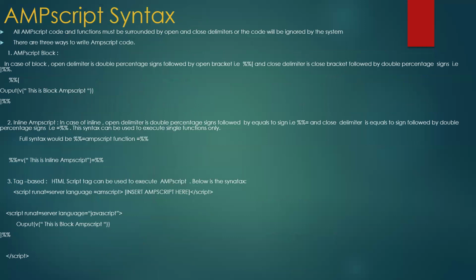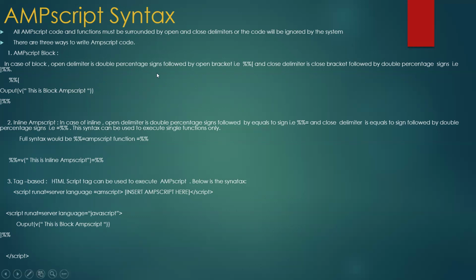There are three ways we can write AmpScript. First is the AmpScript block. We can use the block with a percentage, then a curly bracket, and then we can write output, and V for it is a generic function. There are many standard functions in AmpScript. Here we have V for, which prints the value, and if we want custom functions, they go here.